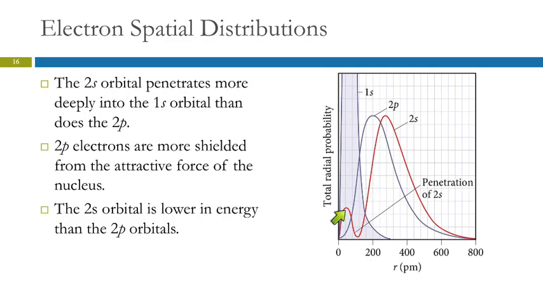So the 2s orbital penetrates into the 1s orbital, and so it experiences less shielding. This causes the 2s orbital to be lower in energy than the 2p orbital. They have the same principal quantum number, 2, but because of its shape, the 2s orbital can get in here, so it's going to have a lower energy. That make sense?